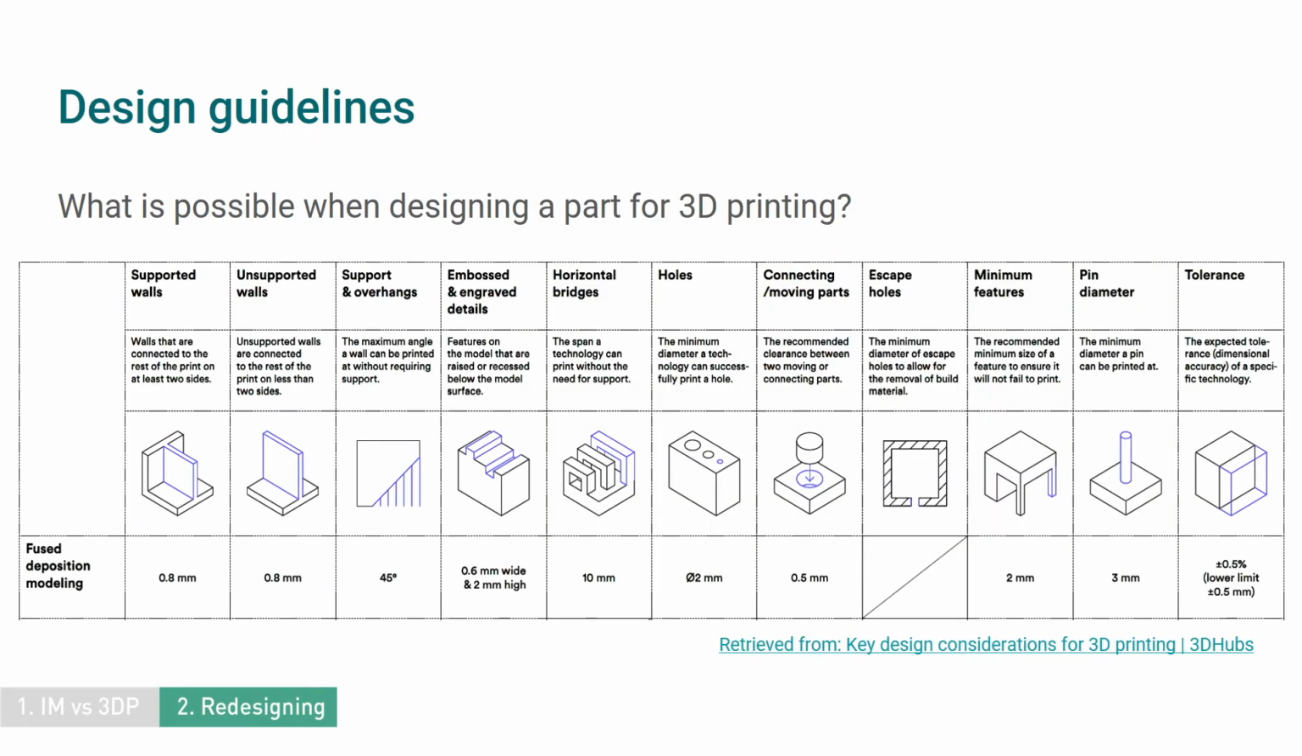There are design guidelines out there that will help you design your part and make it ready for FDM 3D printing. For example, this image shows a list of guidelines designed by 3D Hubs. You can use these to find things like the minimum thickness of your walls or the maximum angle of an overhang. It is important to consider these guidelines when redesigning your part. You can find these and other guidelines online or through our 3D Printing for Repair guide and videos.